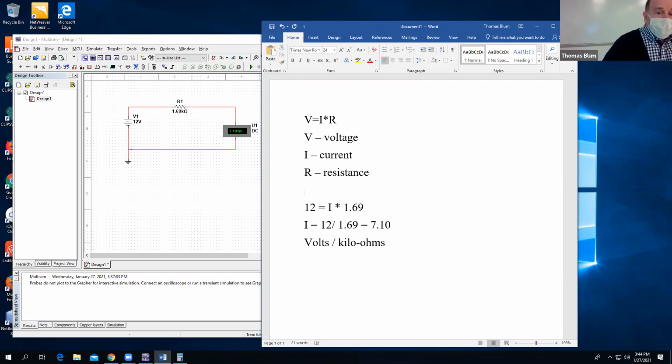So in terms of the number, I put in what I knew. I knew two things. I knew the V and I knew the R because I set them up. And then I want to solve for the current. I'm also measuring the current in the simulator, but I want to see that what I think and what the simulation thinks agree. I want them to be a check on each other. And so I divided, numerically, 12 by 169.